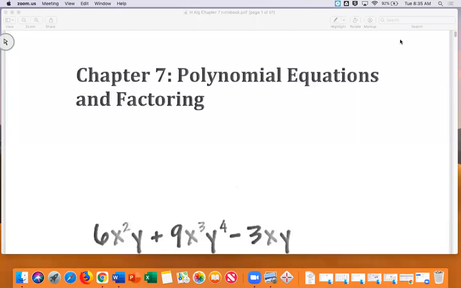All right, chapter 7, polynomial equations and factoring. Zach, let's just look at the front cover here. Okay. What do you know about factoring, Zach?